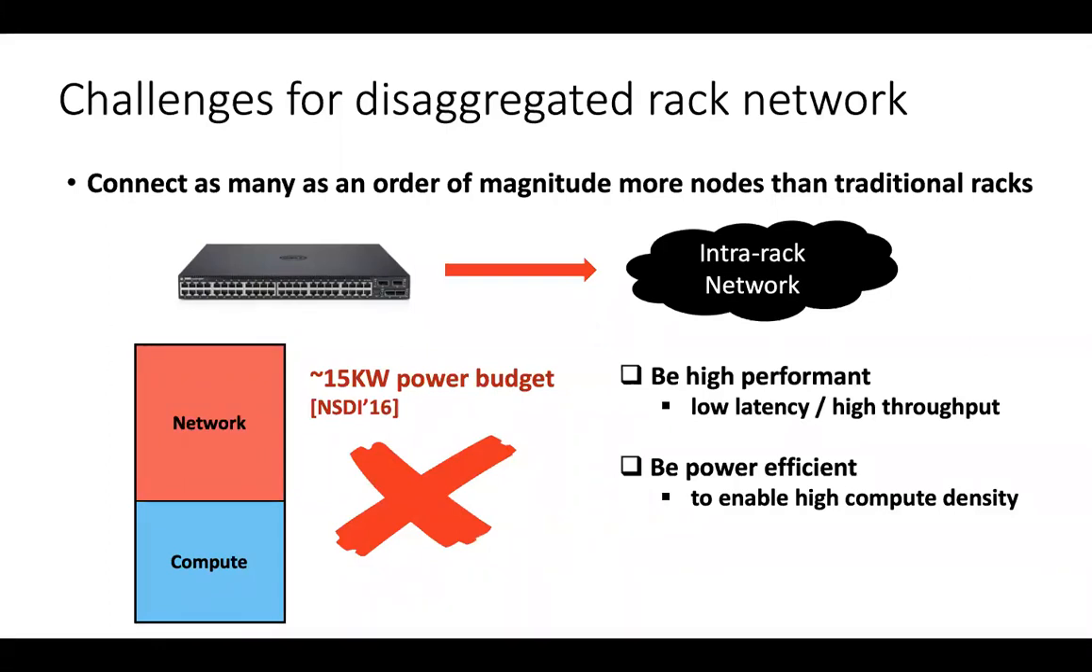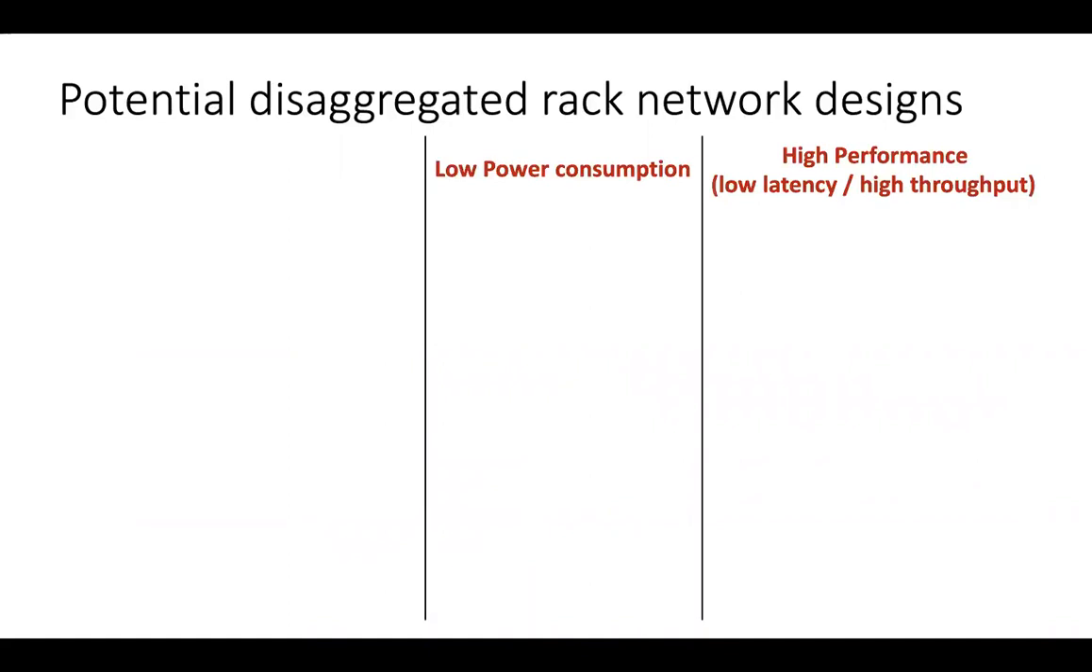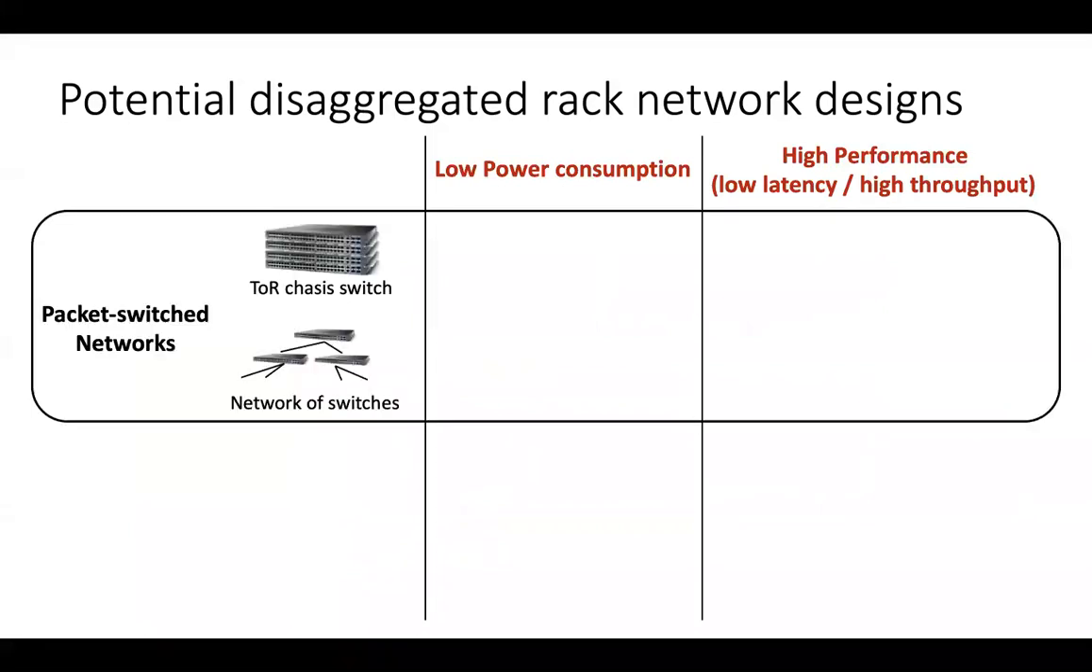Okay, so with these goals of high performance and power efficiency in mind, let's think about some of the ways in which one would go about building a rack scale network. The first obvious way is to use packet switch networks. There has already been a lot of research done in designing packet switch networks that could give you low latency and high throughput, and one could potentially use one such design for rack scale networks as well.